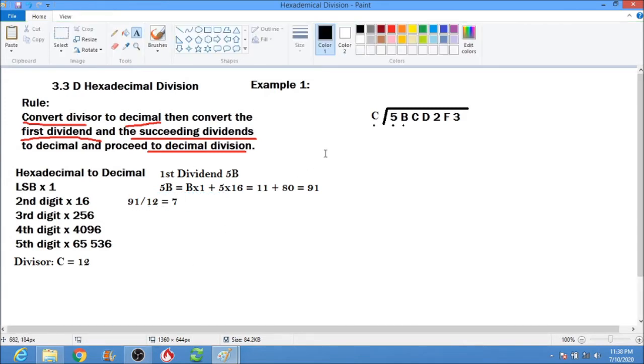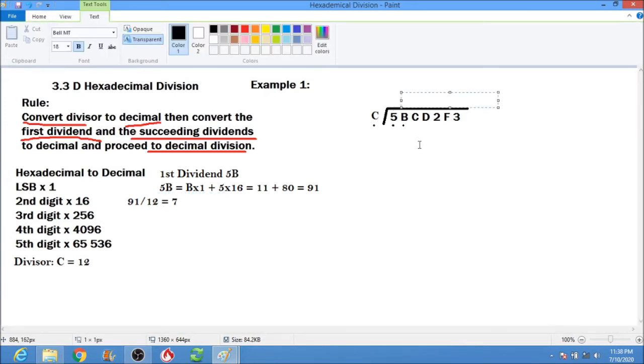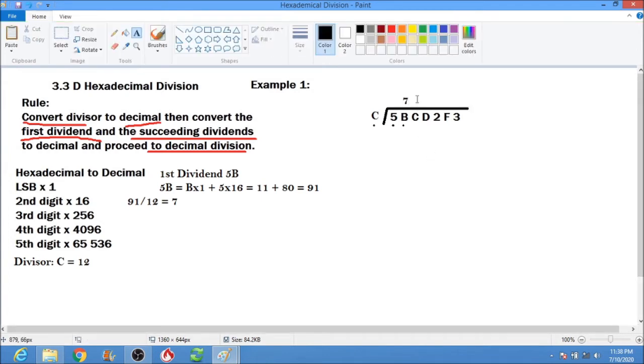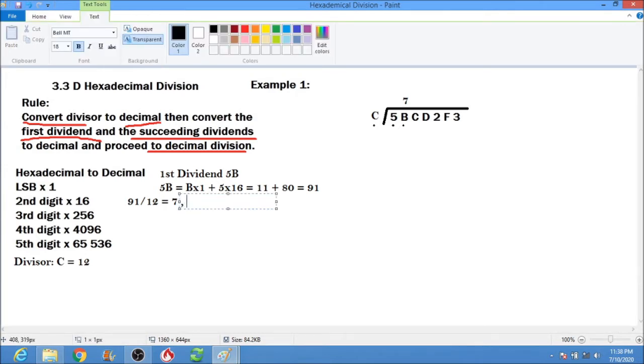Therefore we write 7 on top of letter B. Then 7 times C, which is 12 times 7, and that is 84. So we have 84, converting to hexadecimal. So 84 divided by 16.